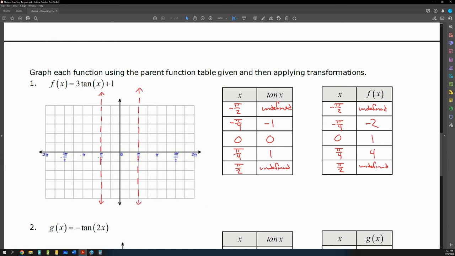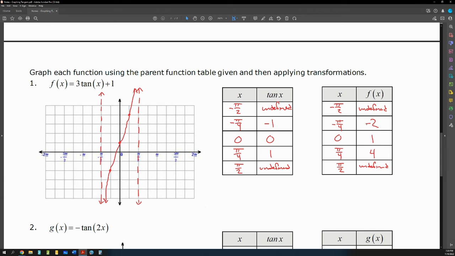Okay, so we have asymptotes at negative pi halves and pi halves. We have negative pi fourths, negative 2. We have 0, 1. This is our y-intercept. And then we have pi fourths, 4. Okay, so we have this function here. And it's a really stretched out tangent graph. And it tries to get real close to those asymptotes. It continues on and on and on.